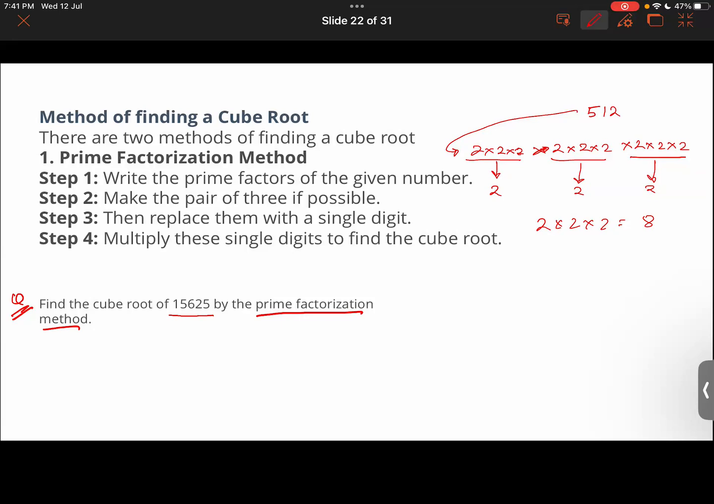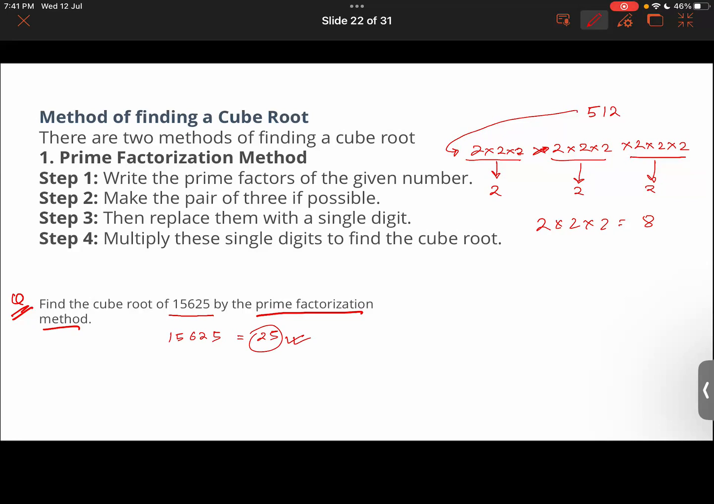So its cube root is 20. Its cube root of which number? What is its cube root? Sir, 25. Good. Hemant, did you get the same answer? So 25 is the cube root of this number. All right, that is correct.